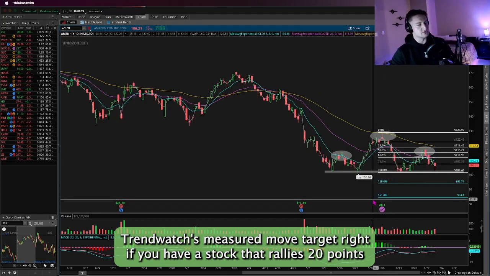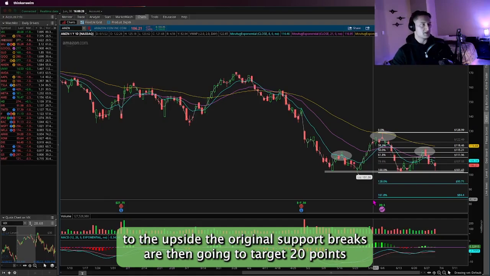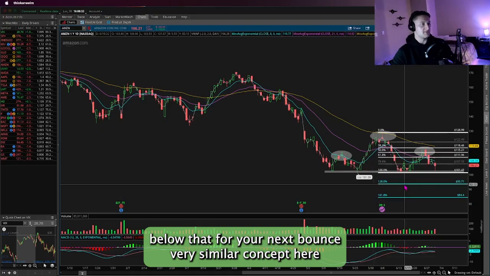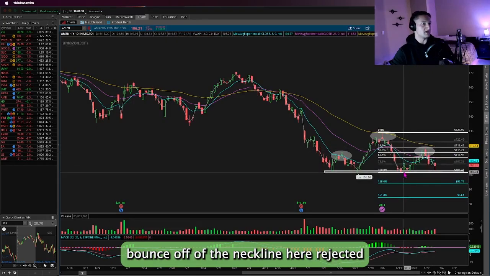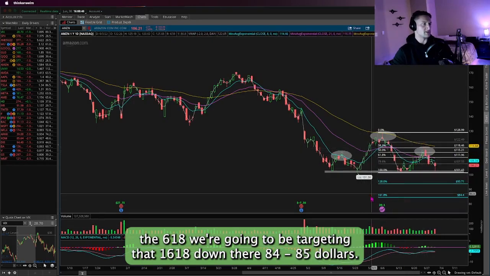Very similar to Mr. Trendwatch's measured move target, right? If you have a stock that rallies 20 points to the upside, the original support breaks, you're then going to target 20 points below that for your next bounce. Very similar concept here. We got this 17-point bounce off of the neckline here. Rejected the 618. We're going to be targeting that 1618 down there at $84, $85.